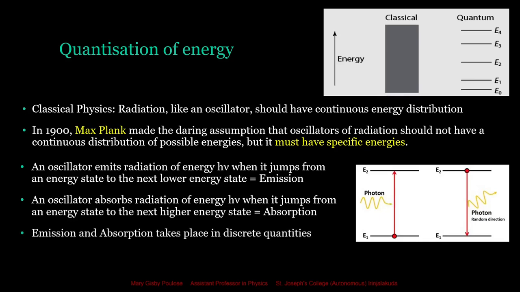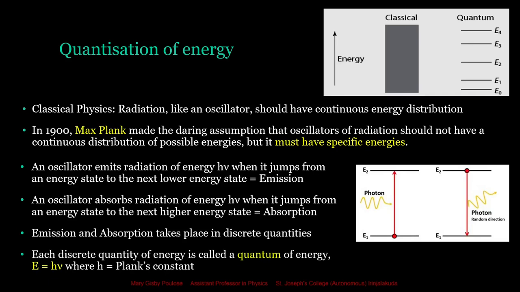Here, emission and absorption will take place only in discrete quantities. So there is a finite, fixed amount of energy. That discrete quantity of energy is called a quantum of energy, and it is given by E equals h nu, where h is Planck's constant. E equals h nu defines the quantization of energy.